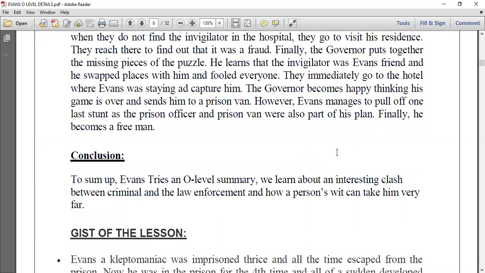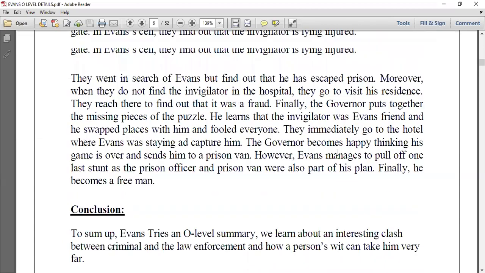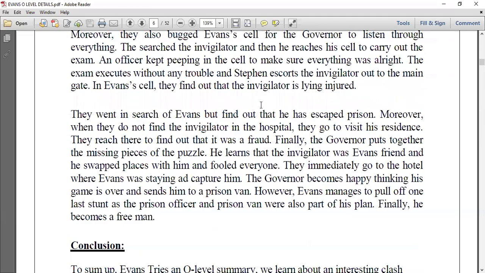Listen, conclusion. To sum up, Evans tries an O-level summary. We learn about an interesting clash between criminals and law enforcement, and how a person's wit can take him very far. Right? So I hope that you have got some ideas related to the level, because it is a very tough text.